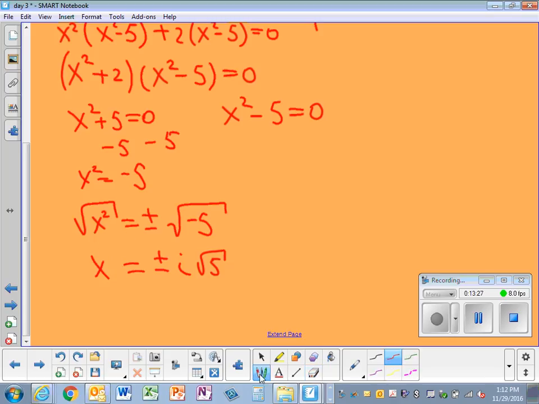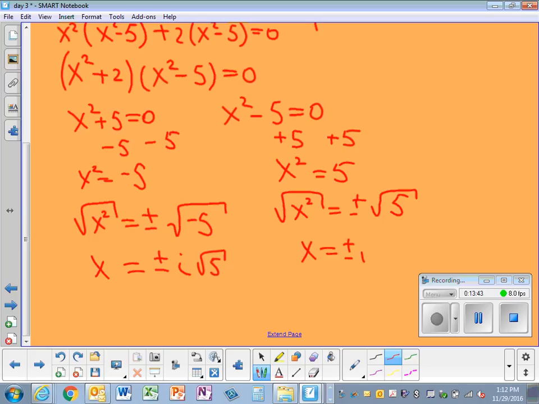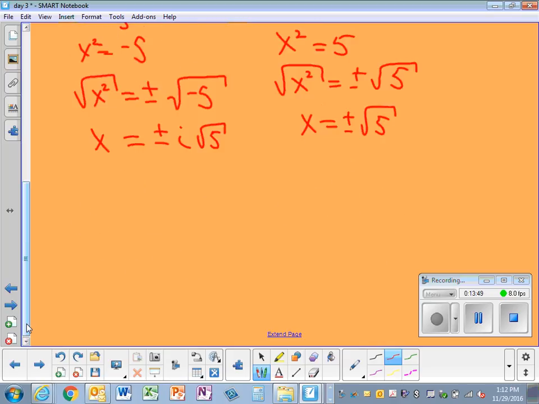So the second one, plus 5 on both sides. So I have x squared equals 5. Square root both sides. Do not forget my plus and minus. So I have x equals plus minus square root of 5. Right? So in total I have 4 solutions, 4 zeros. So the final answer is what? Plus or minus I square root of 5 and plus or minus square root of 5.